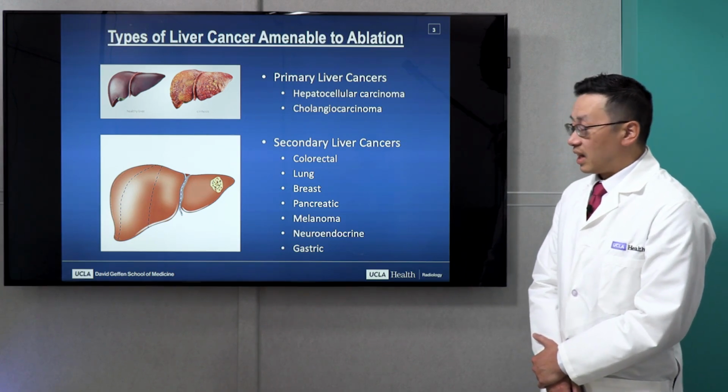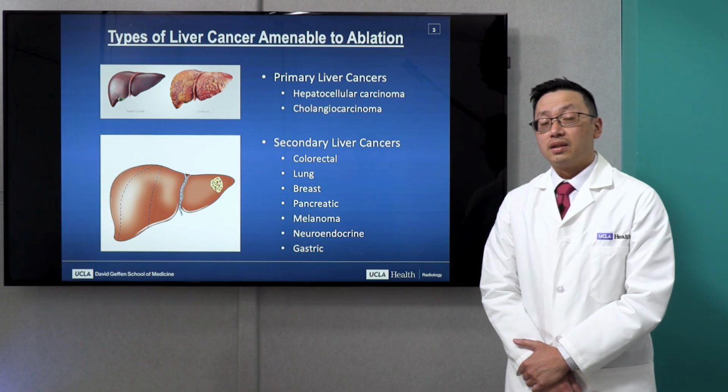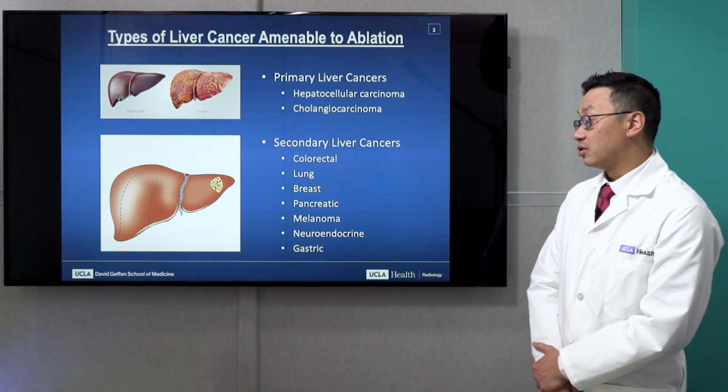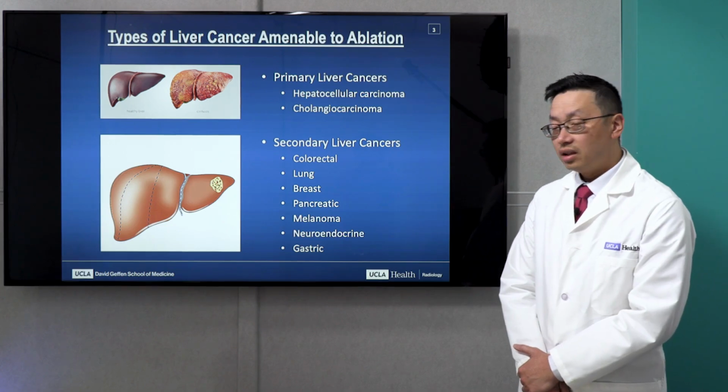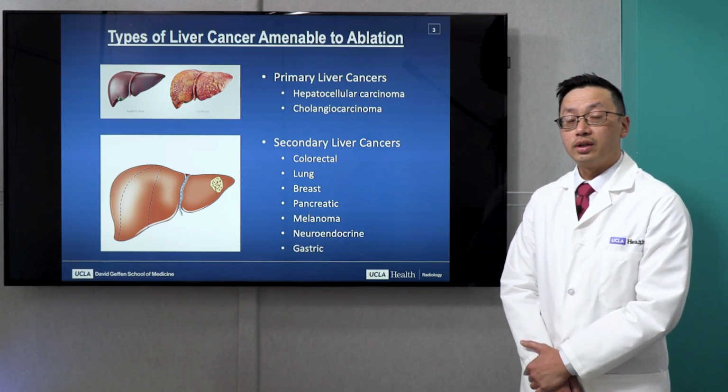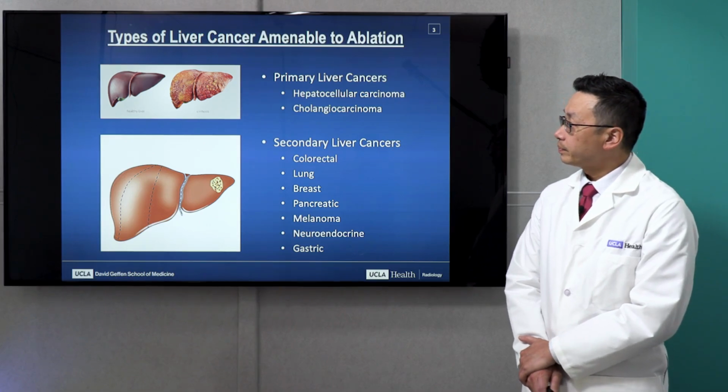For secondary liver cancers, these usually arise in the form of metastatic disease from a separate primary cancer, and these cancers include colorectal, lung, breast, pancreatic, melanoma, neuroendocrine, or gastric.